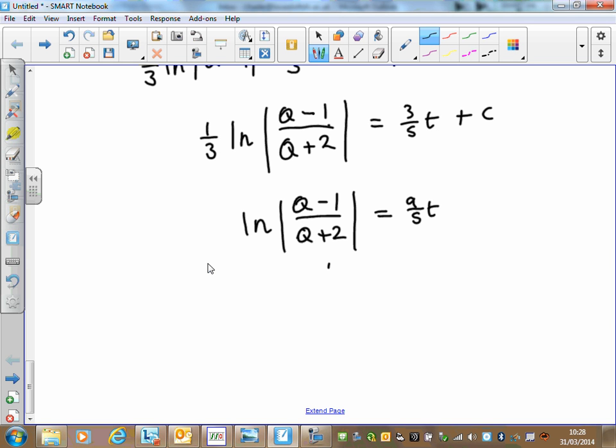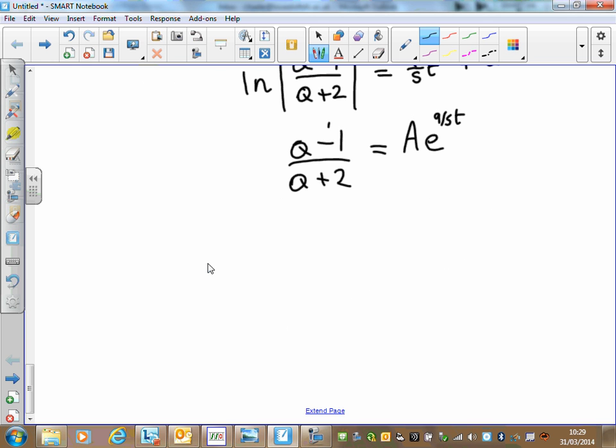Now, multiplying an arbitrary constant by 3, we're still going to get an arbitrary constant. To be safe, I'm going to call that a different arbitrary constant, d, to make sure that I don't lose any marks, because even though we're timesing the random number by 3, it's still a random number. Now we can take exponentials, and we get an arbitrary constant a multiplied by e to the 9/5 t.